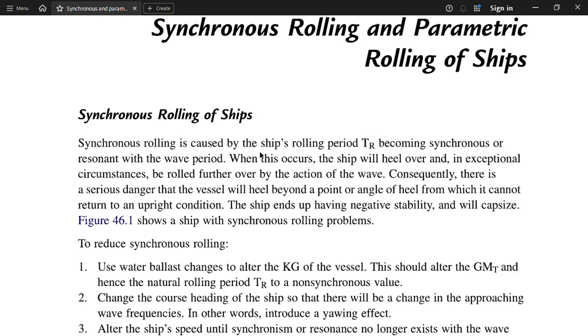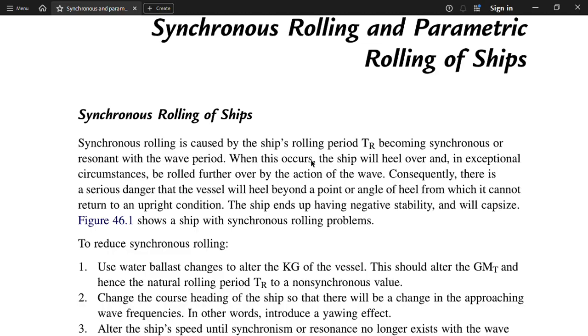Now when we speak about synchronous rolling of the ship, synchronous rolling is caused by the ship's rolling period, that is TR. Here we are denoting the rolling period as TR. When this TR becomes synchronous or resonant with the wave period, it causes synchronous rolling. When this occurs, the ship will heel over.